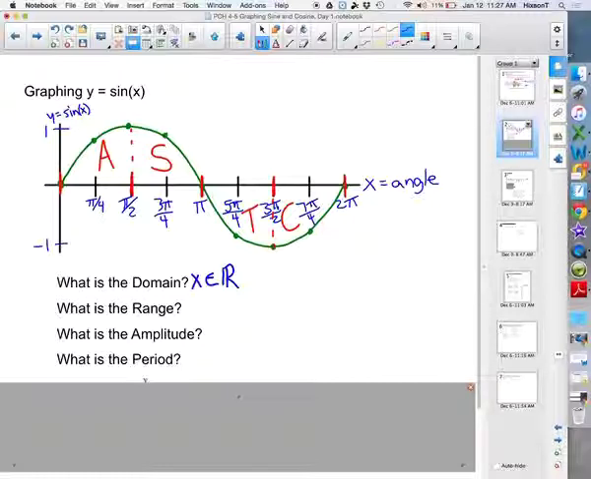What's our range? Greater than or equal to -1, less than or equal to 1. So it can equal -1, I heard you guys say, and it can equal 1. So y goes from -1 up to 1.